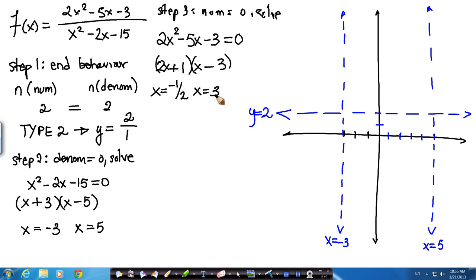There are 2 x-intercepts. So we have an x-intercept at x equals 3, and -1/2. Okay. Step 4.